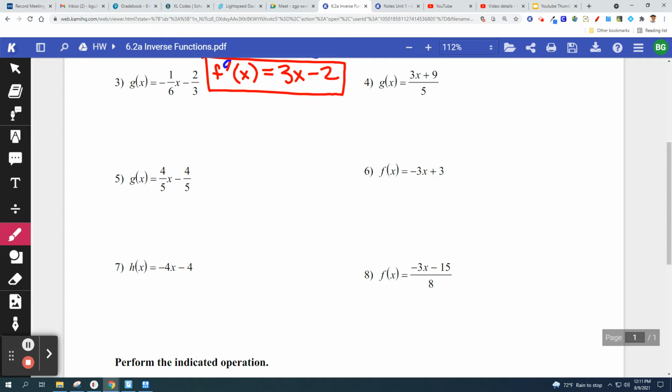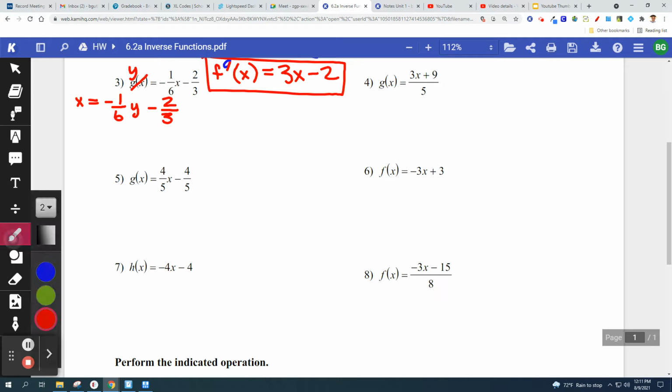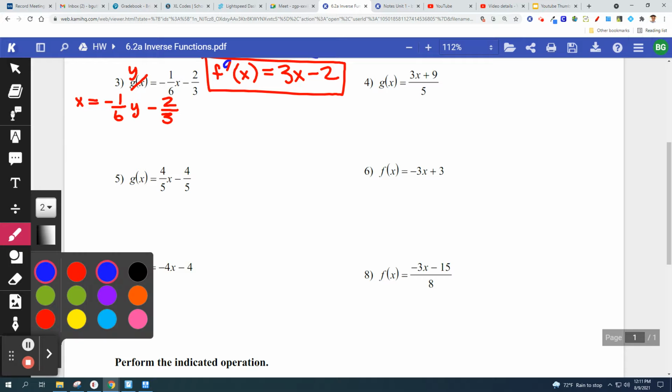Let's look at number 3. It's pretty much the same deal. We're going to change that to a y, and then interchange x and y. Let's see if we can write small here. X equals -1/6 y minus 2/3. Step 3 is isolate y, but we've got those pesky fractions.